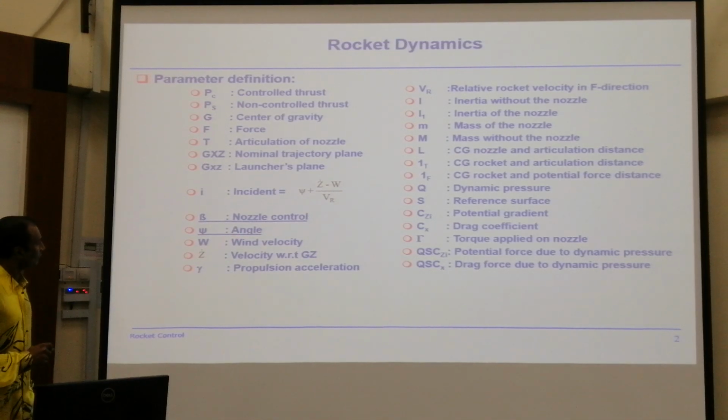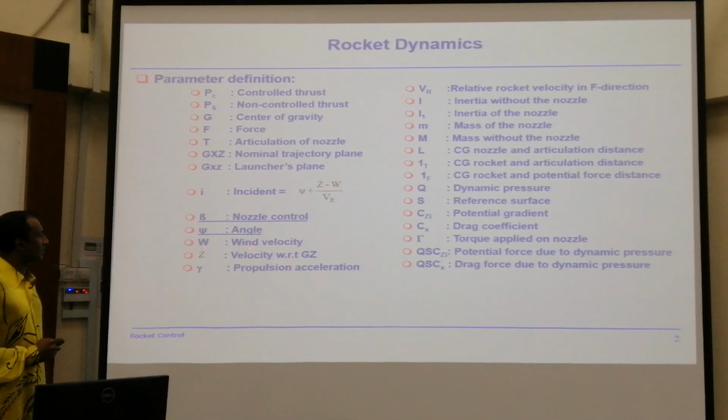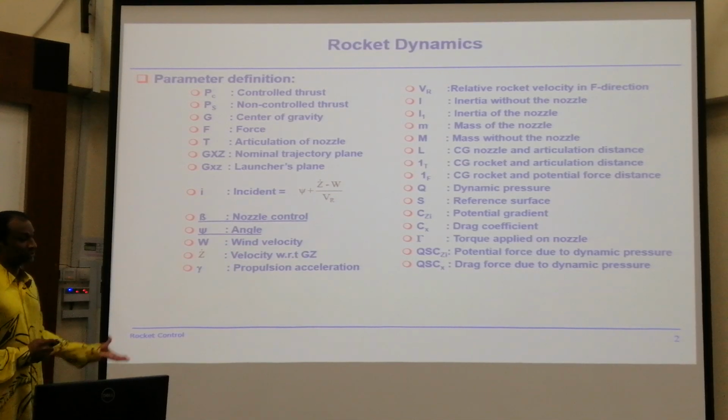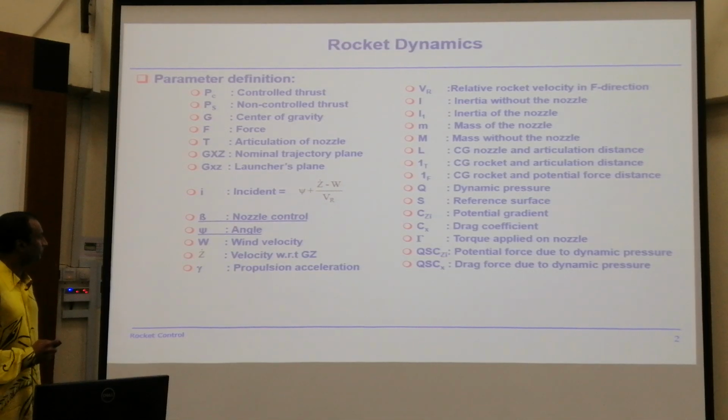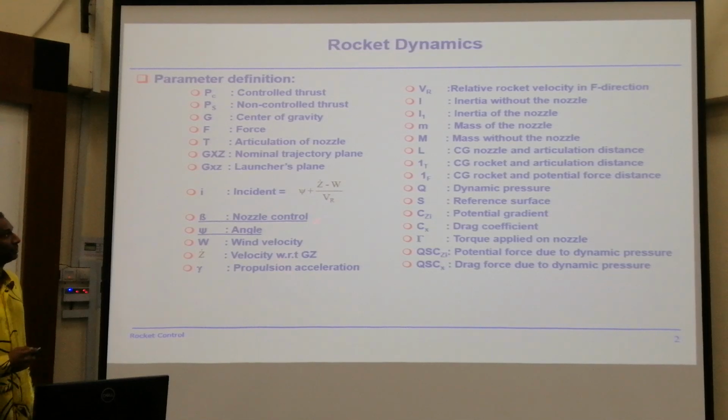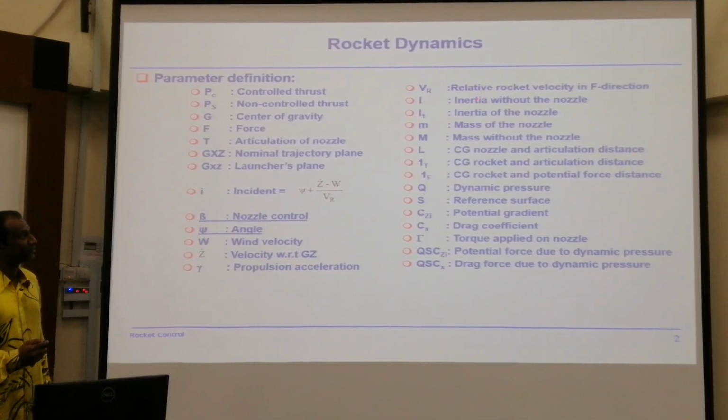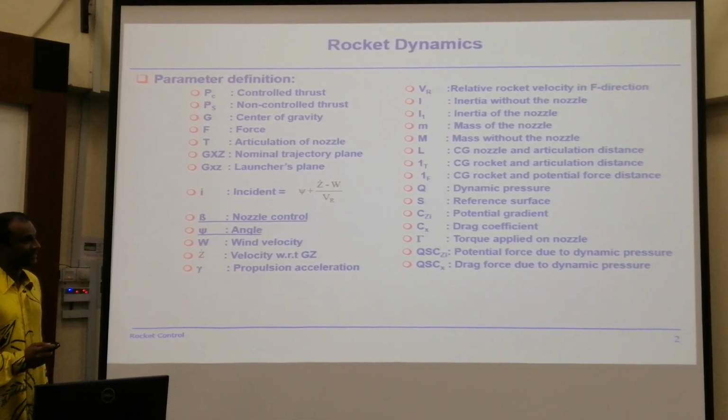This is the phi. Then you have all the other parameters such as wind velocities, especially when you fly the rocket in the atmospheric layer. You have velocity with respect to the plane, which we define as z dot. You have a propulsion acceleration, which is important also. And you have the velocity, the flight direction f, which is basically your z direction. Inertia of the nozzle, inertia without the nozzle, mass of the nozzle, mass without the nozzle.